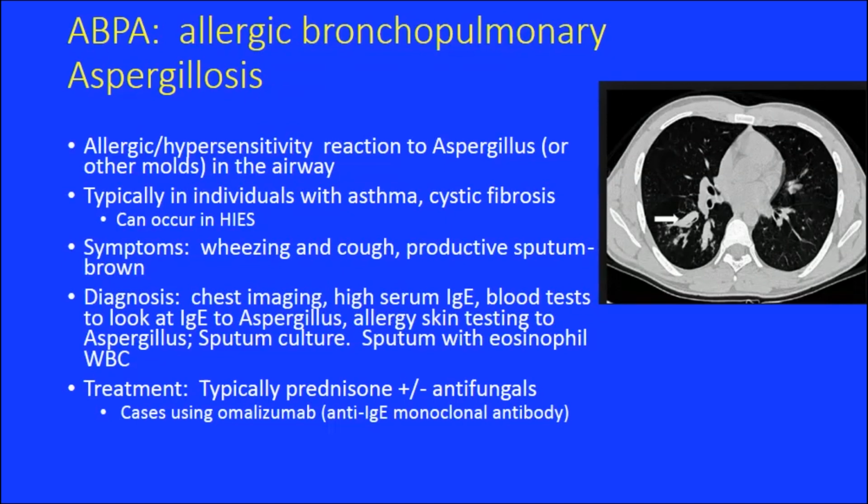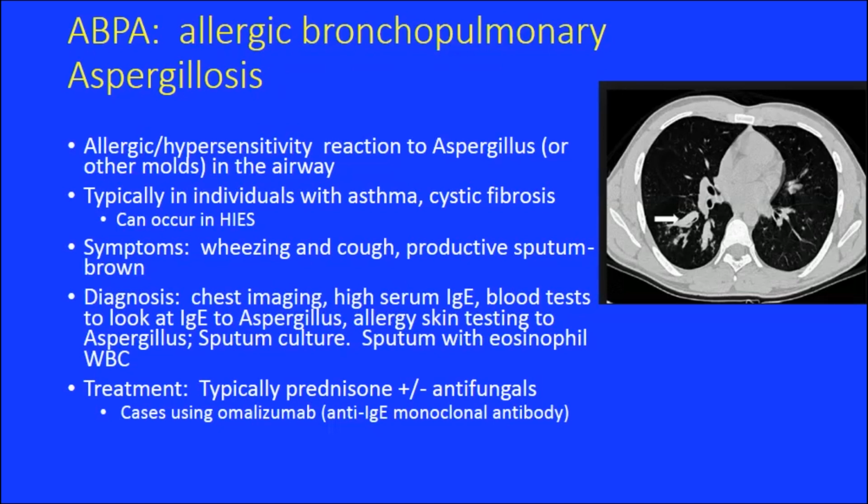Blood tests look at whether you are making IgE that's specific against Aspergillus, and other blood tests. You can do allergy skin testing to Aspergillus if your lungs are in pretty good shape. Sputum cultures often will grow Aspergillus, but that's not necessary because there's not usually a ton of mold in there. It's more this huge inflammatory reaction to the mold. And if you look at the sputum, it's usually filled with a type of white blood cell called eosinophils, which are common in allergy.